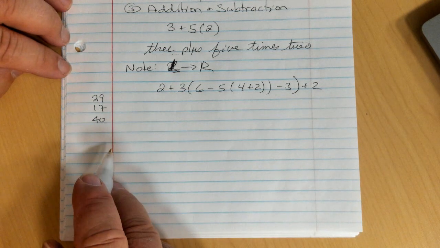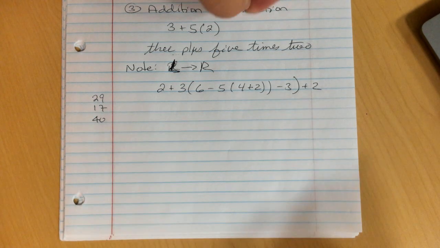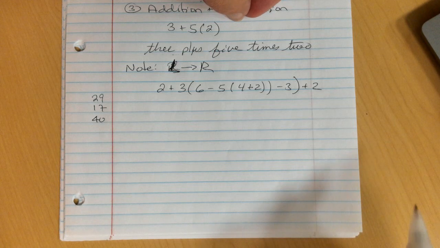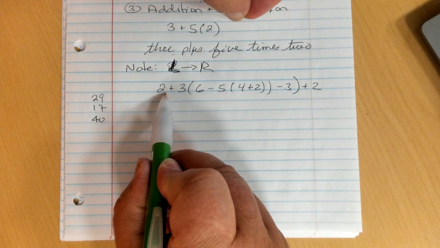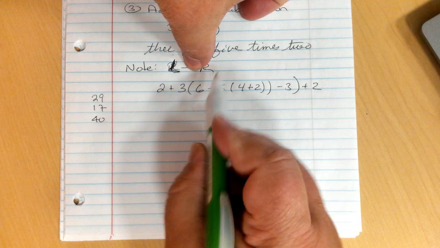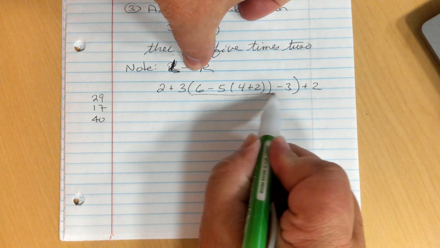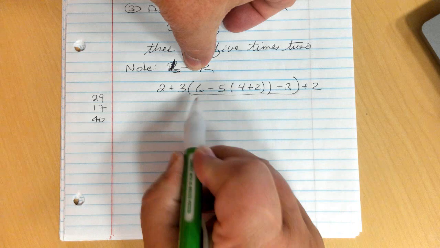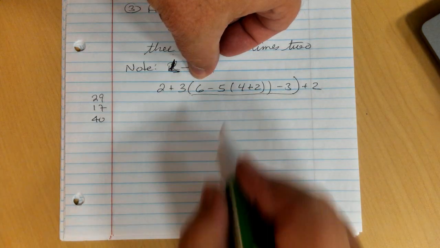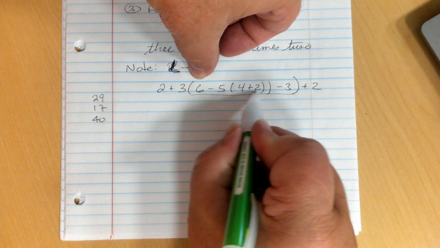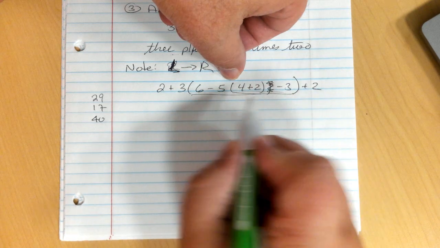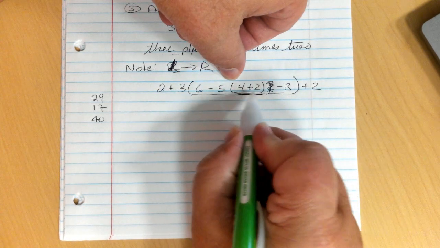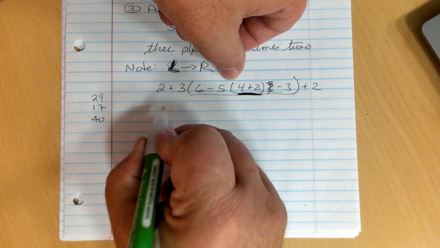So these are the three answers we have so far. So when you do this, read left to right. Are there any special operations? No. Here's a bracket, a parenthesis. So we have to do inside the parenthesis first. Inside the parenthesis, we repeat the process. Are there any special operations? Yes. Here's a special right here. So we have to do this first.